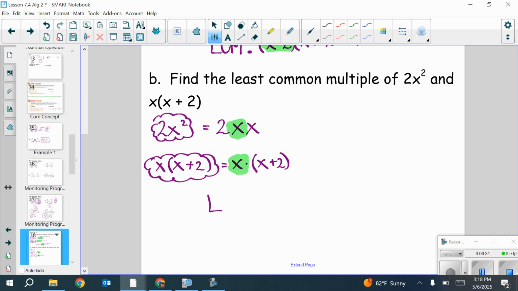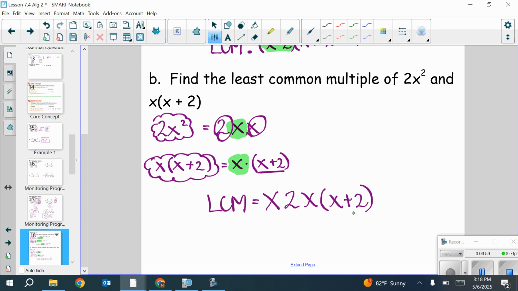So least common multiple: what they have in common is an x. They have just that 1x in common, and they have nothing else in common because this plus is keeping the x and 2 together. So you are going to write down everything else they don't have in common. They have a 2, they have another x, and then they have an x plus 2. Now let's simplify what this all means. This basically means a 2, an x squared, and then an x plus 2. So this is our least common multiple.